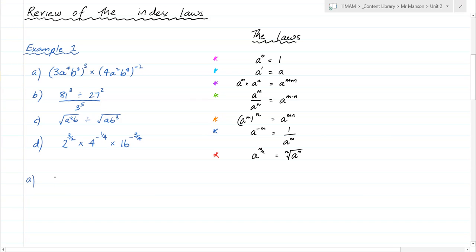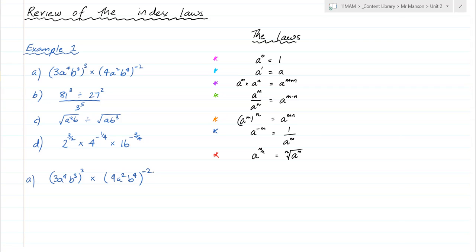So example A is already going to be reasonably complex, and I'm pretty convinced I'm not going to get through all the examples already. But if I write down A quickly: 3a to the power of 4b cubed, all cubed, times 4a squared b to the power of 4, to the power of negative 2. I'm not actually going to apply negative indices straight away. I'm going to leave things hanging and I'll just change those negative indices at the end.